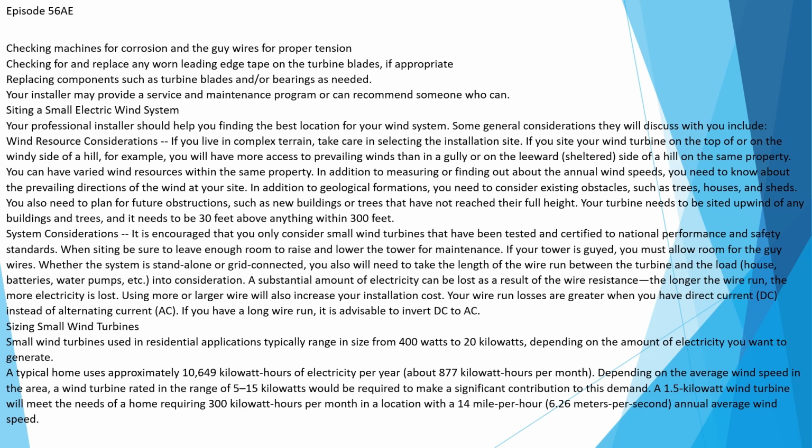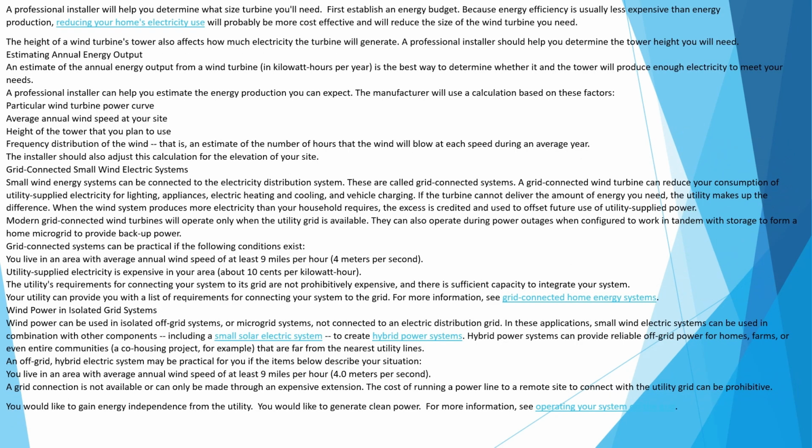The height of a wind turbine's tower also affects how much electricity the turbine will generate. A professional installer should help you determine the tower height you will need. Estimating annual energy output. An estimate of the annual energy output from a wind turbine, in kilowatt-hours per year, is the best way to determine whether it and the tower will produce enough electricity to meet your needs. A professional installer can help you estimate the energy production you can expect.